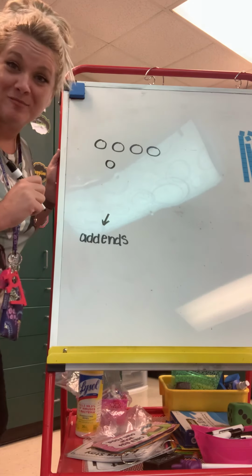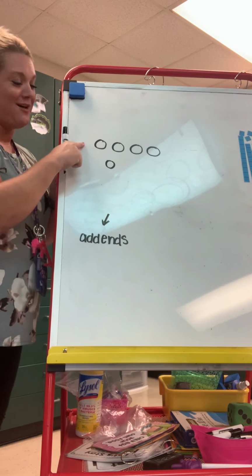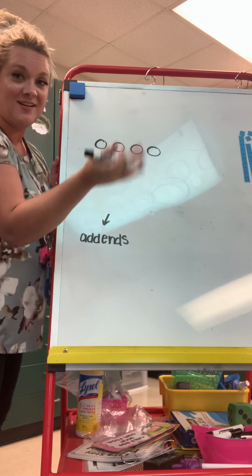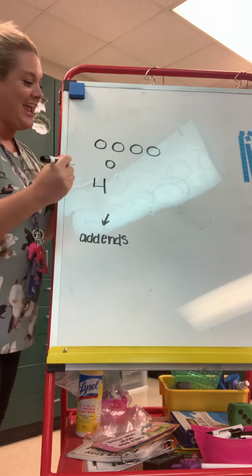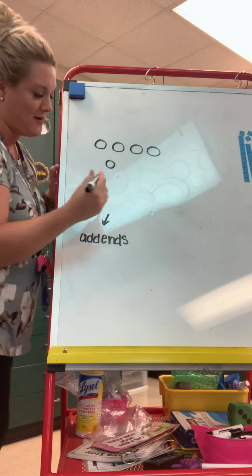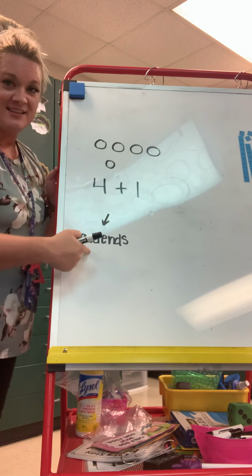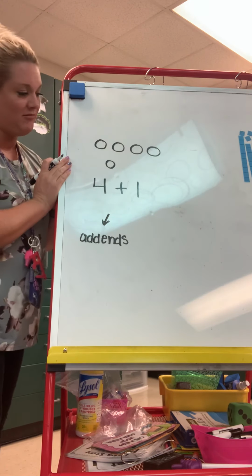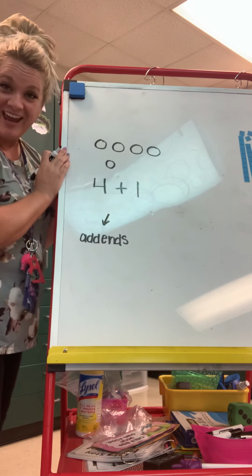So let's write our number sentence with our add-ins. Are you ready? Remember the first day, how many did I see? How many ants? 4, right? There were 4 ants. And then the next day, I only saw this little guy. I only saw 1. So 4 plus 1, those are my add-ins, okay? So how many ants did I see in all? 5, you're right.